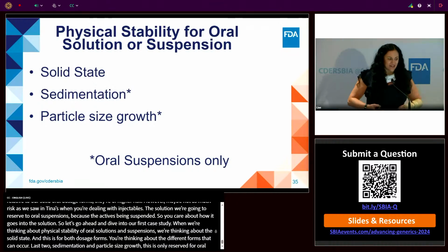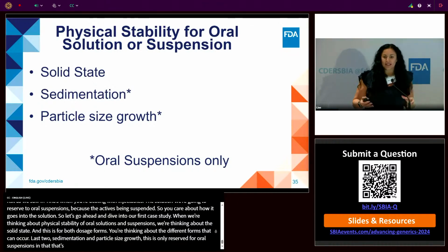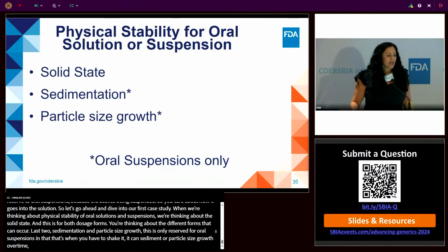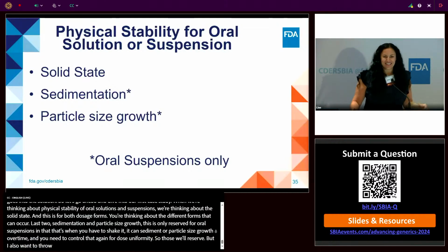when you have to shake it, it can either sediment or there could be particle size growth over time. And you need to control that again for dose uniformity. So those we'll reserve. But I want to also throw out there another comment about redispersibility and resuspendability throughout the shelf life in each dose.